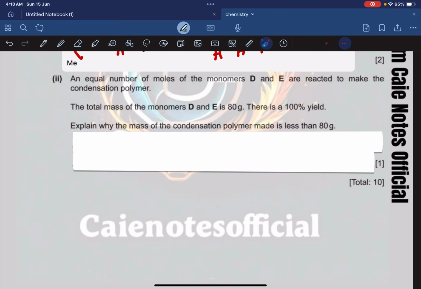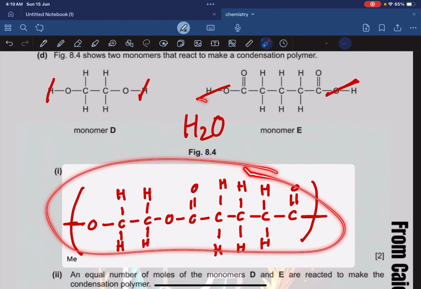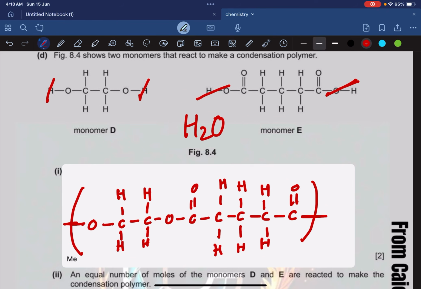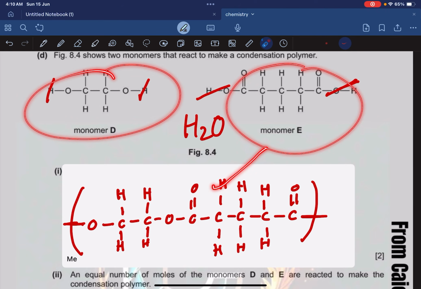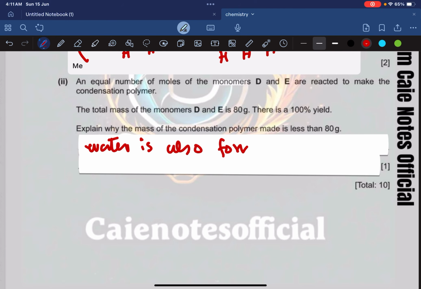Because you had to realize that the only thing that you're forming is not the polymer. You're also forming water, and water also has some mass. That is why if you combine these two, you are not only going to form 80 grams of polymer. Some grams are going to be used to form this water. So the answer is that water is also formed, or you can write that water formed also has mass, and that's all.